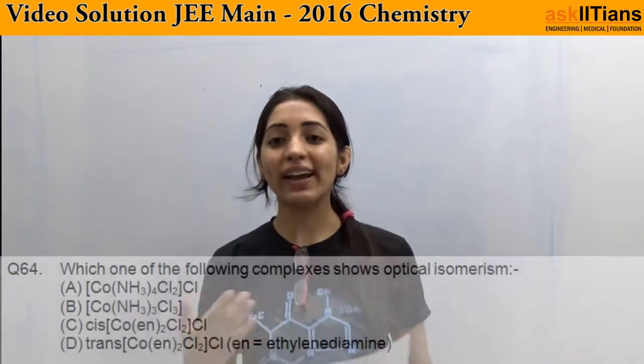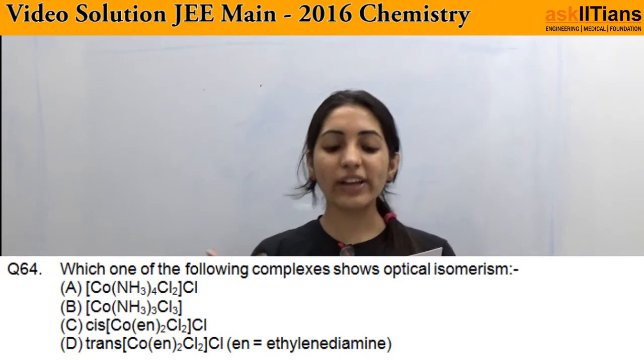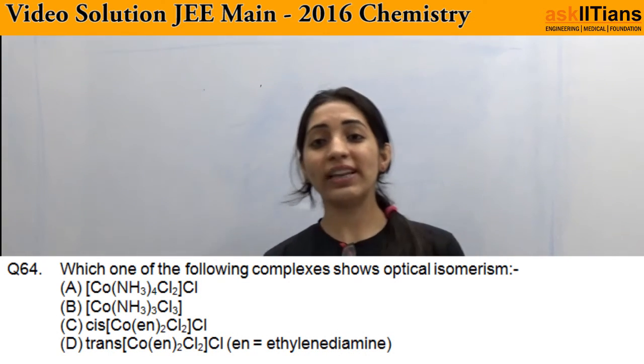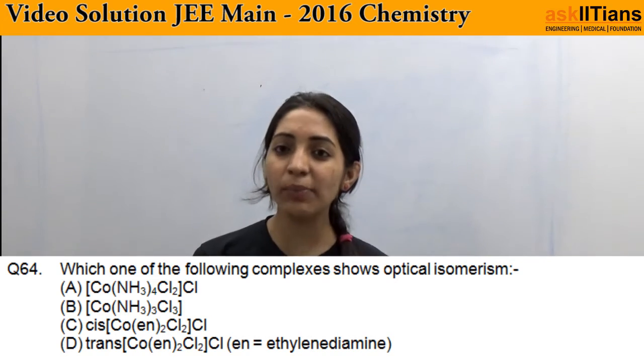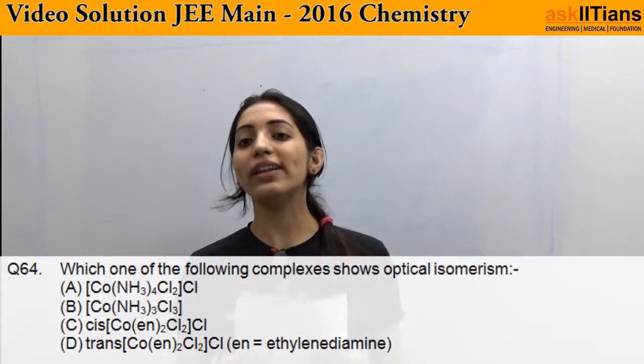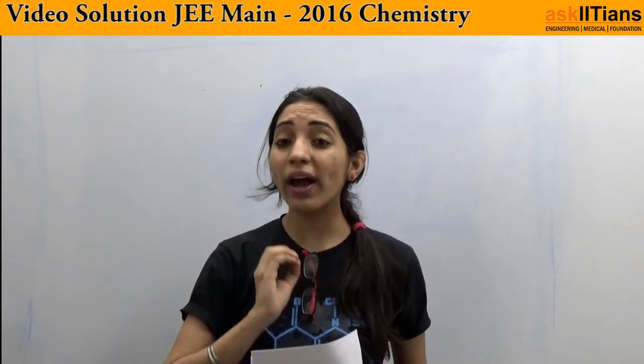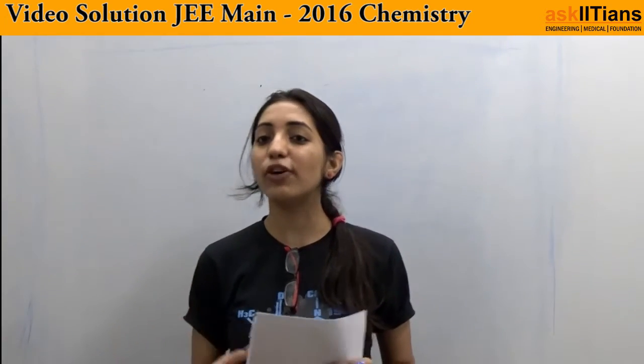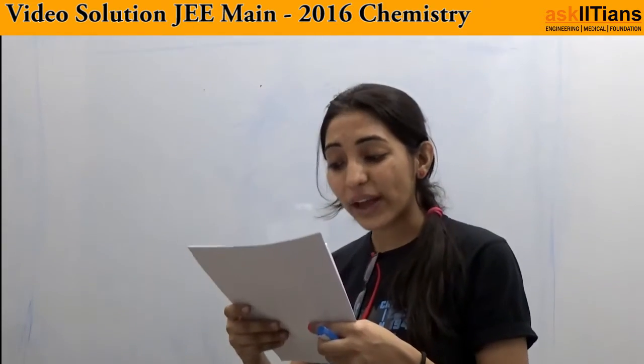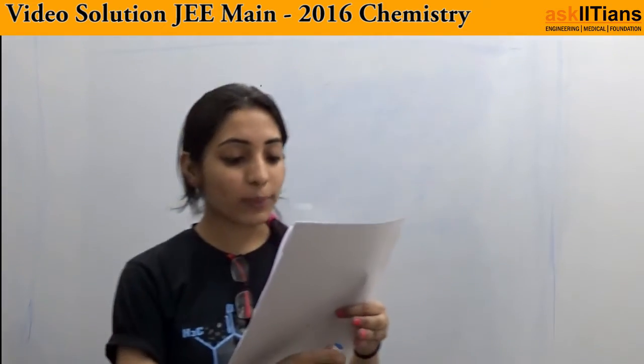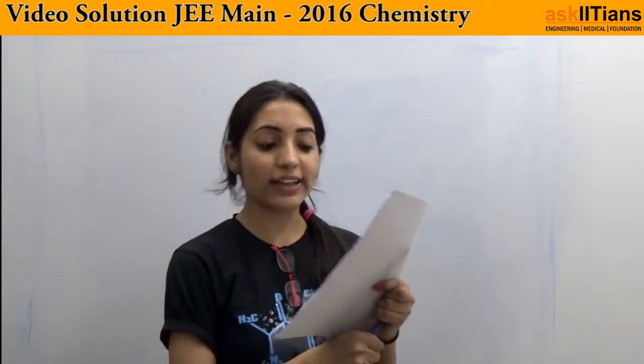Now the question that has been given to us, question number 4, has been asked from one of the very important chapters, and that is coordination chemistry. So if you have done this chapter coordination chemistry in detail, it would have been possible for you to do this question. Now let us look into the solutions. The question says, which one of the following complexes shows optical isomerism?